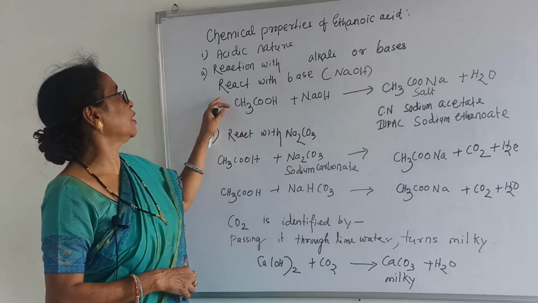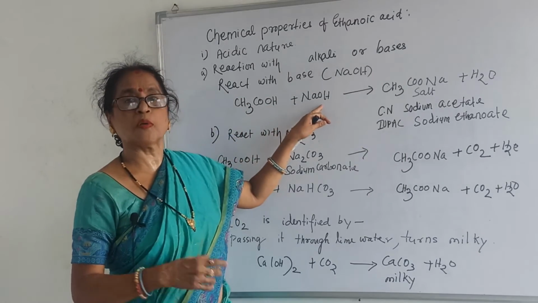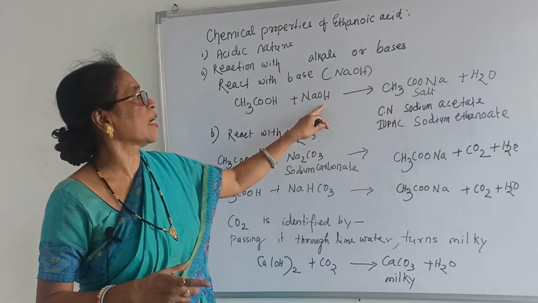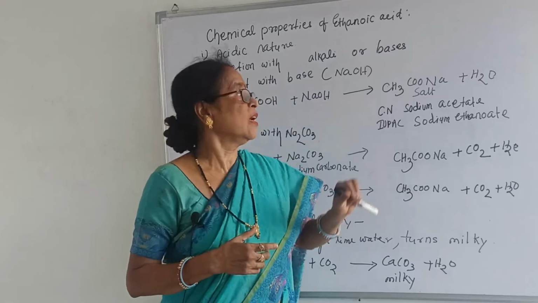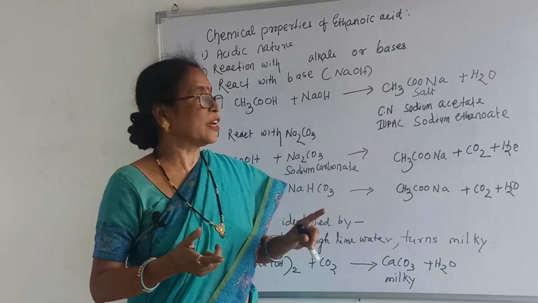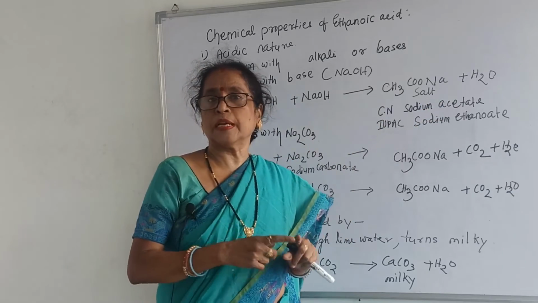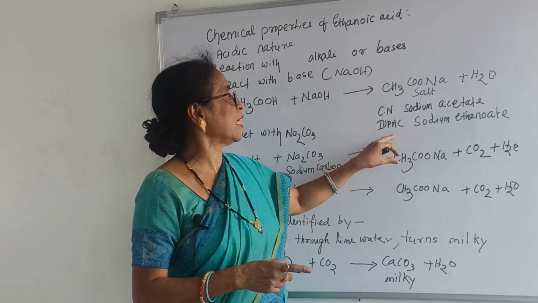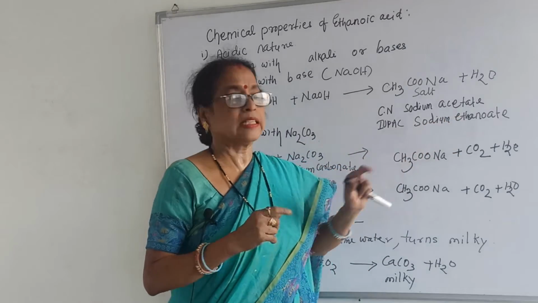Reaction with base. How does it react with a base? CH3COOH plus NaOH. What is NaOH? Sodium hydroxide. What is the product? CH3COONa, and that is a salt. What is the common name? Sodium acetate. You should remember that acetate comes from acetic acid. What is the IUPAC name? Sodium ethanoate. Ethanoate comes from ethanoic acid.